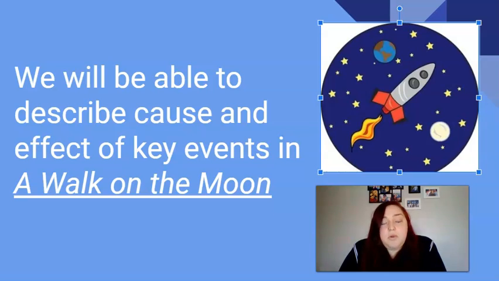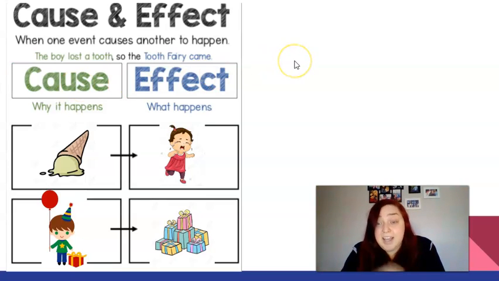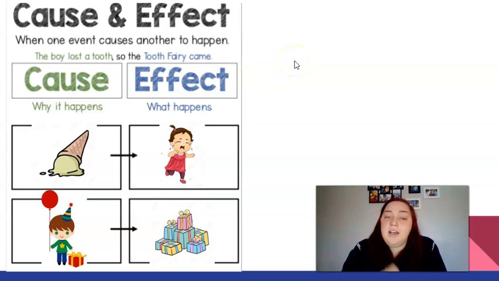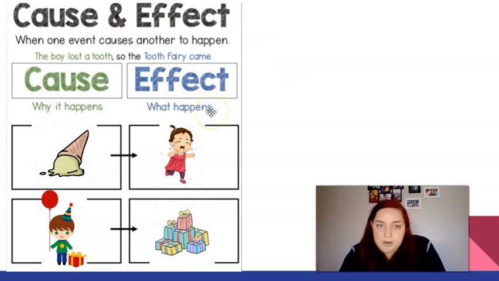And today I'm really excited because we're going back to our story, A Walk on the Moon, but today we're going to practice a little bit more with cause and effect. You might have heard of cause and effect before. We've studied it in class a few times. Cause and effect are the why and what. We think of cause as the why something happens. Effect is what happens, what ends up happening because of the cause.